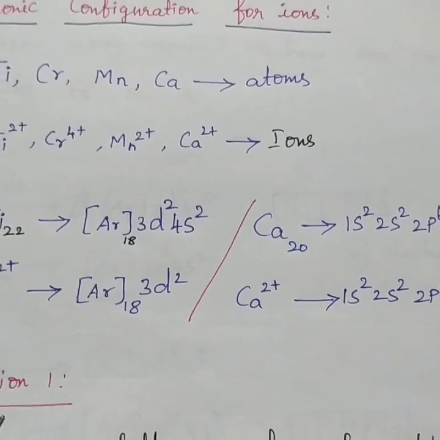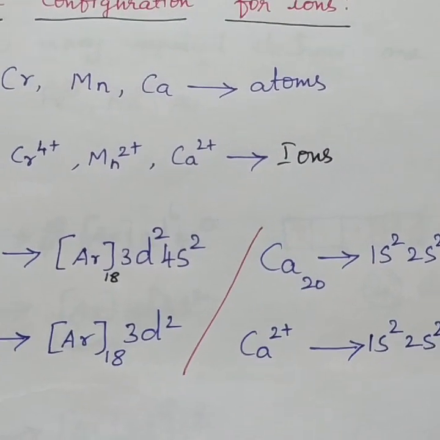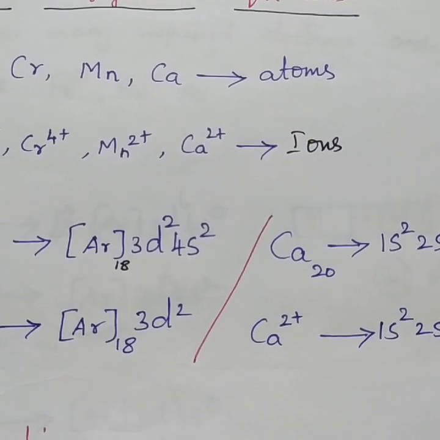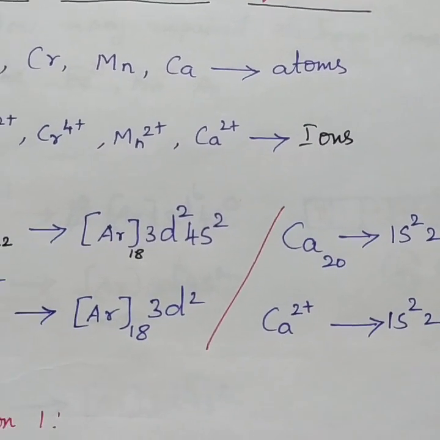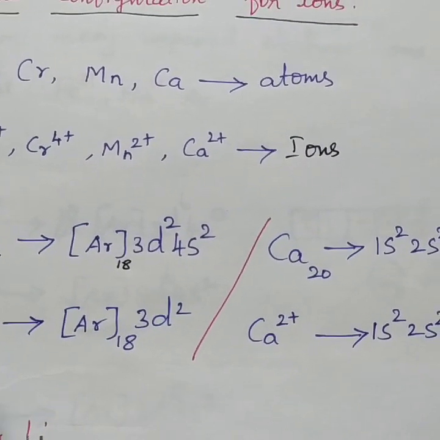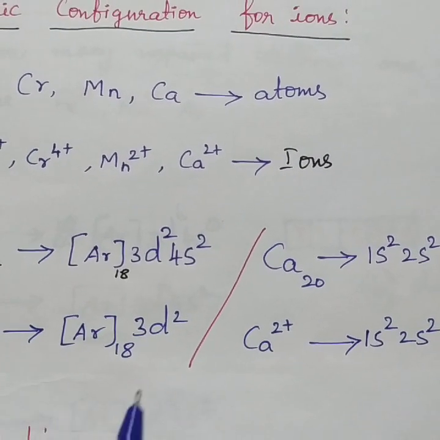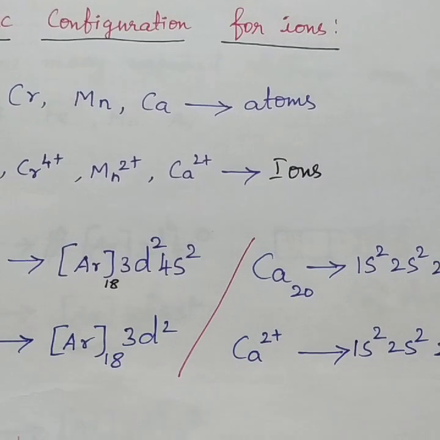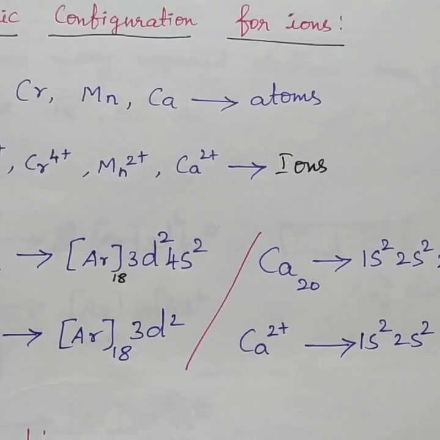If you are going to write the electronic configuration for ions, first write the electronic configuration for the atoms. Then writing it for the ion is easy. If you directly write the configuration for ions, you may make mistakes. That's why I said it. The atomic number of titanium is 22.